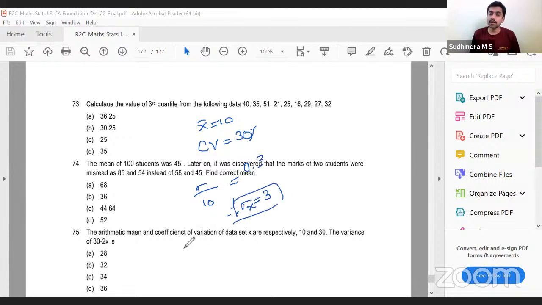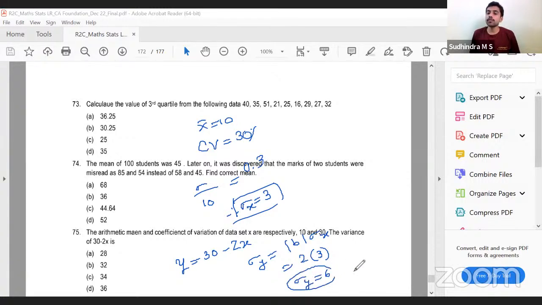This is of X. They are giving us Y is equal to 30 minus 2X and asking us to calculate variance of it. So standard deviation of Y is modulus of B into standard deviation of X. B is minus 2. Modulus of B is 2 into 3. So standard deviation of Y is 6. Therefore, variance of Y is 36. Understood? Yes. Next question.